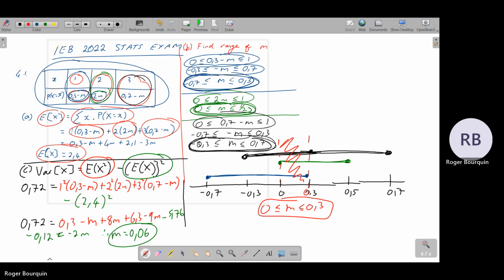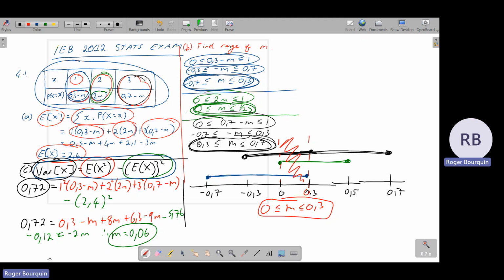The next question says, given that the variance is equal to 0.72, find the value of m. If you go to your formula sheet, you've got the variance is equal to the expected value of x squared minus the expected value of x, all squared. So the variance of x is over here, which is 0.72. The expected value of x squared means you've got to square your x values. So E of x squared.